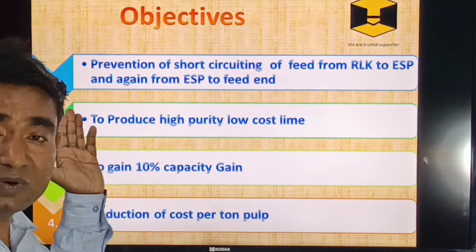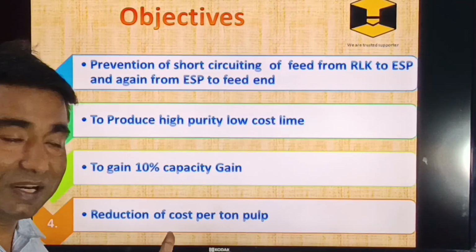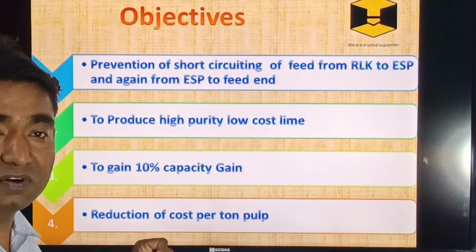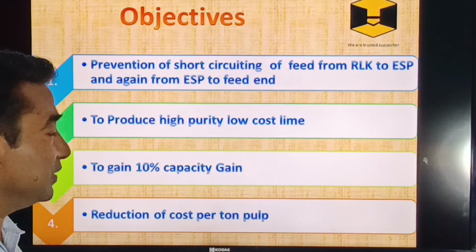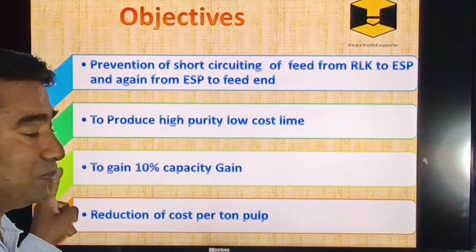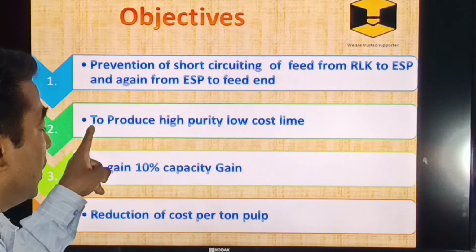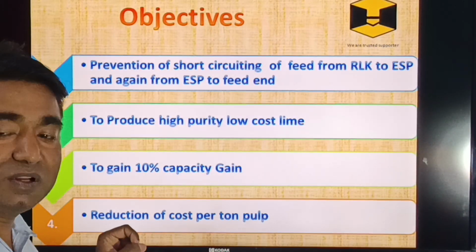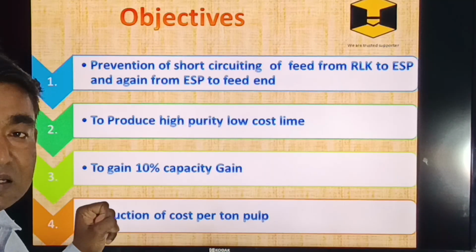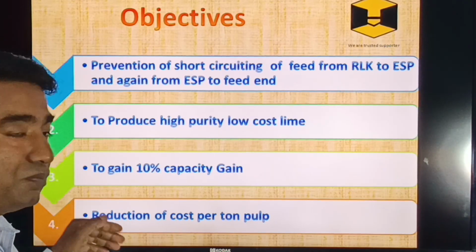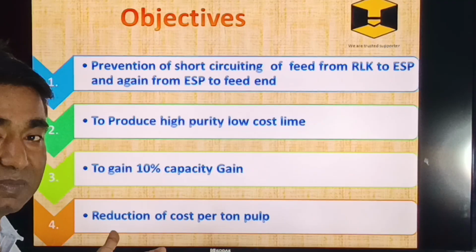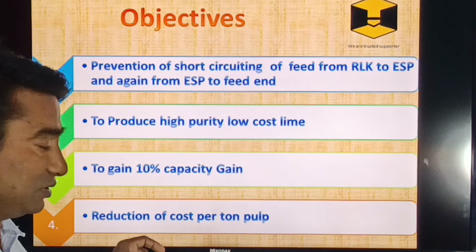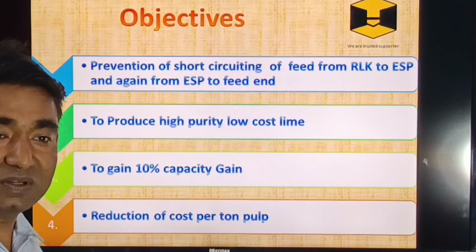So these are some of the objectives of installing a pre-dryer. Prevention of short circuiting of the feed from the RLK feed end to the ESP, and then from the ESP back to the RLK. Another objective is to produce high purity lime at optimal cost. Another prime objective is to gain 10% capacity by installing this pre-dryer, and the reduction of lime consumption per ton of pulp, which means we have to reduce the total cost.